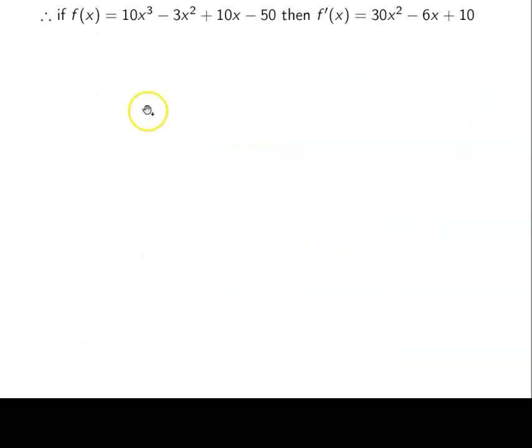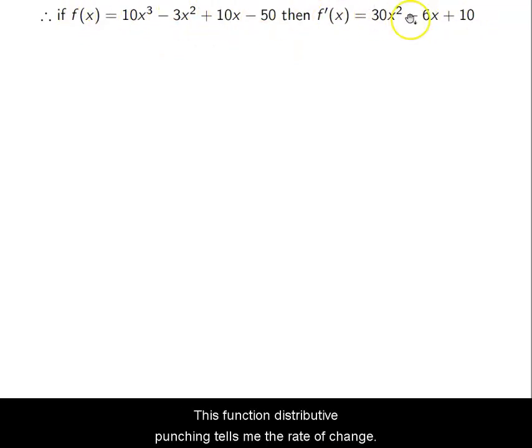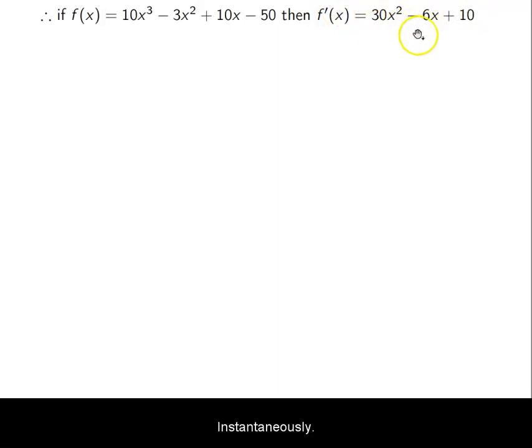Okay. So if my function is 10x cubed minus 3x squared plus 10x minus 50, then the derivative is 30x squared minus 6x plus 10. So again, let's just rehash what this is. This function tells me the slope of the tangent line at any point for this function. This derivative function tells me the rate of change instantaneously at any point for this function.